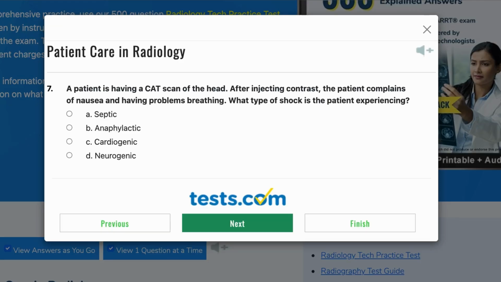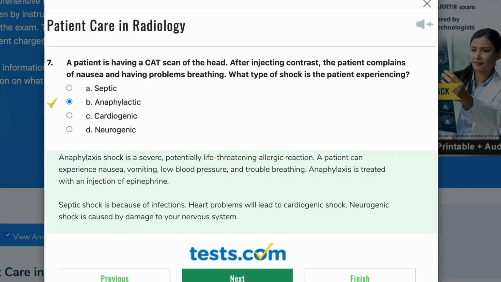Question 7. A patient is having a CAT scan of the head. After injecting contrast, the patient complains of nausea and having problems breathing. What type of shock is the patient experiencing? A. Septic, B. Anaphylactic, C. Cardiogenic, D. Neurogenic. B. Anaphylactic.